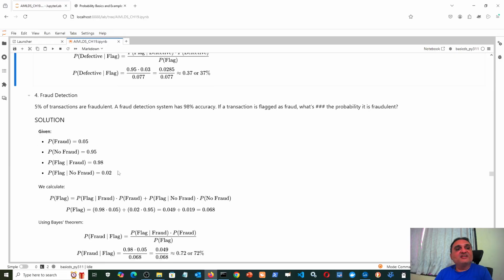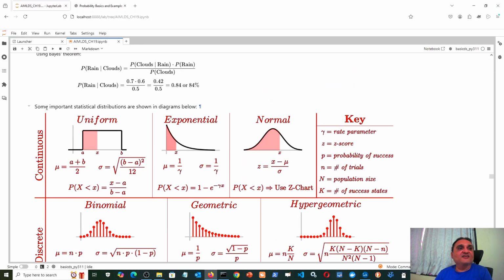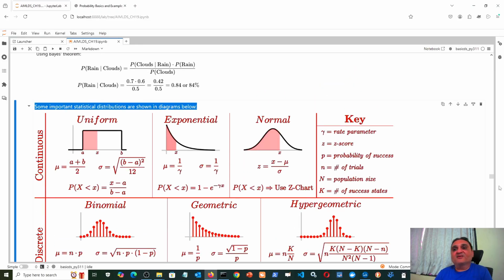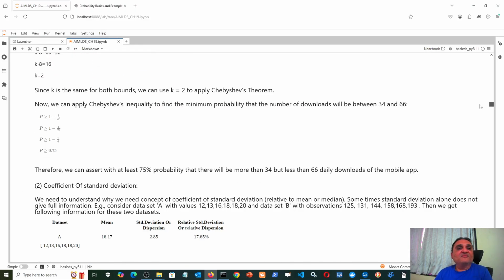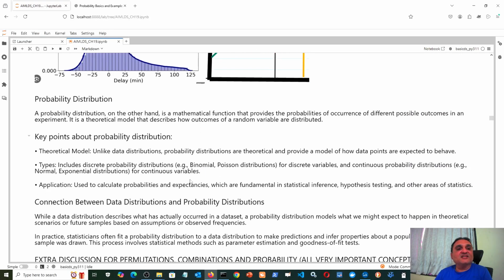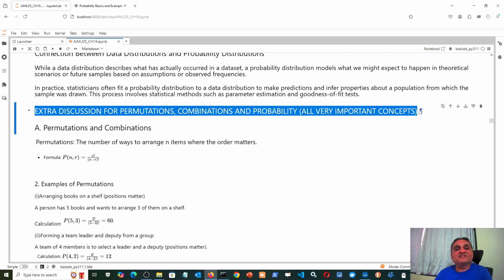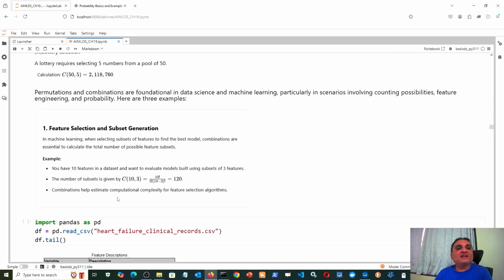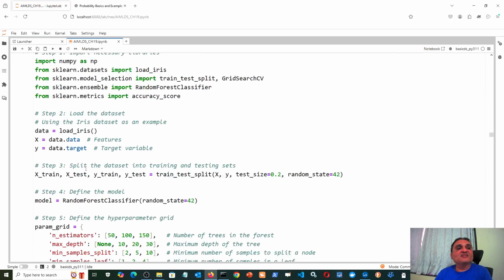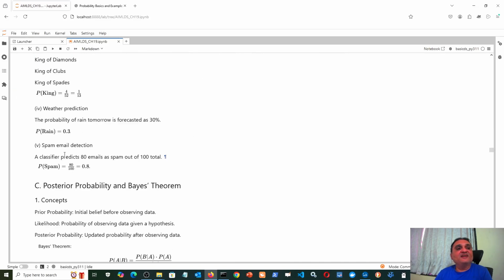Similarly, try questions four and five, and in the next lecture we will continue our discussion here, connecting back to this. What we did earlier was probability distribution and data distribution, which are collectively called statistical distribution. Then we took a slight detour and did permutation and combination, and then probability, both simple probability and Bayesian probability.